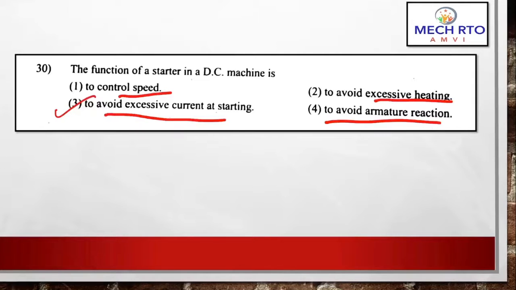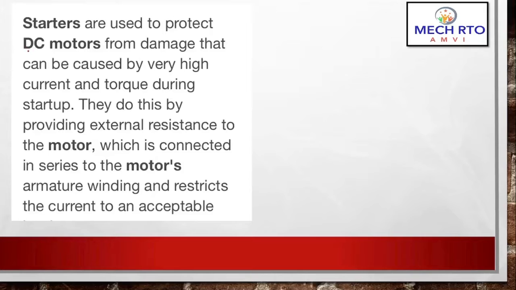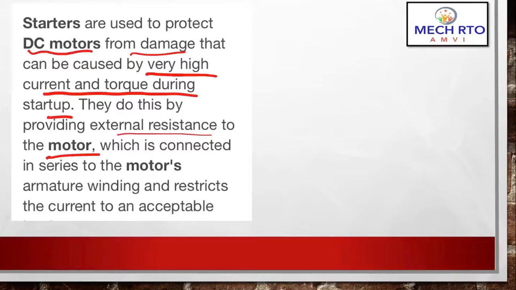So here we are going to see the explanation. Starters are used to protect DC motors from damage, because it can be caused by very heavy current or torque during startup, right? During the start there can be a very high current or torque given to the DC motor, and it could lead to damage. That's why a starter is provided. They do this by providing external resistance to the motor. The starter provides external resistance, which is connected in series to the motor's armature winding and restricts the current to an acceptable level.